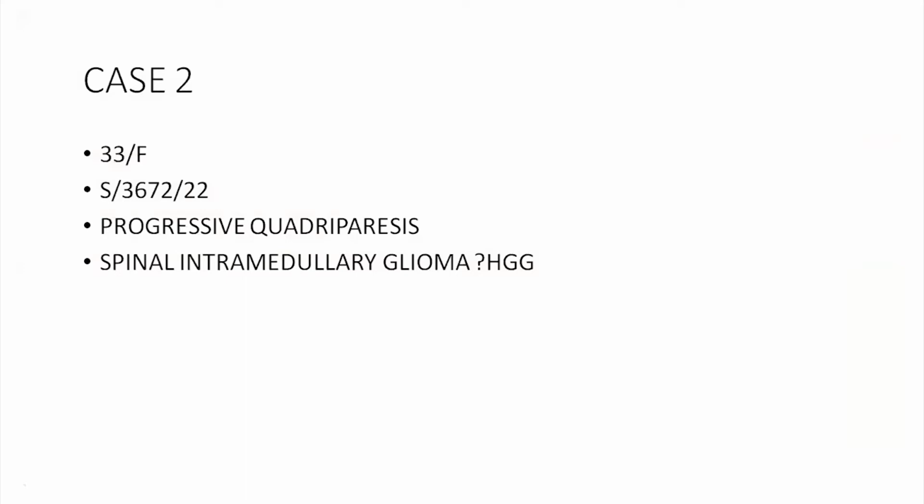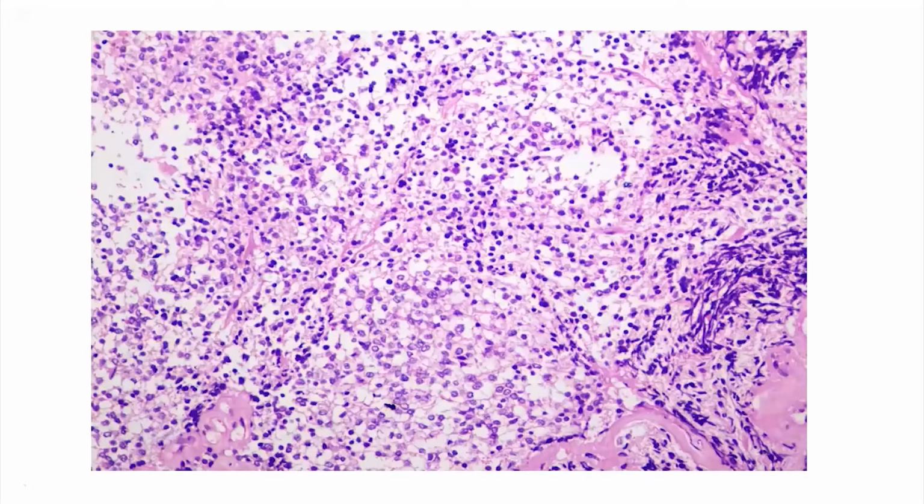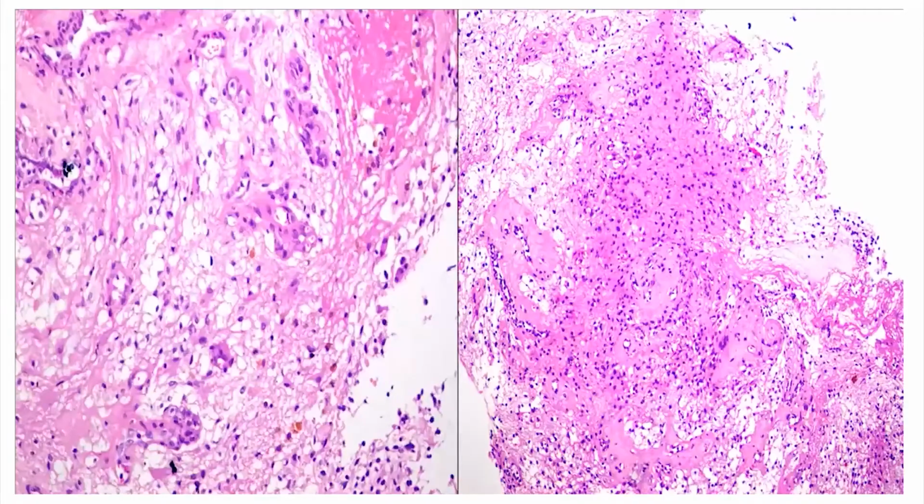Although the age is not fitting into the pediatric age group, the tumor is of pediatric type. A 33-year-old female presented with progressive quadriparesis and a spinal intramedullary glioma, very high-grade glioma. This is the picture. The tumor cells are showing oligodendroglioma-like morphology. Cells are uniform. There are areas of microvascular proliferation, and here we can see a thrombosed vessel. There were large areas of necrosis. I couldn't include that in the picture because the areas were quite large and they were not at the interface.